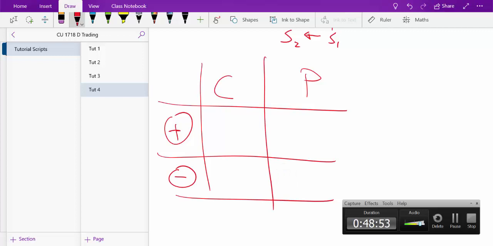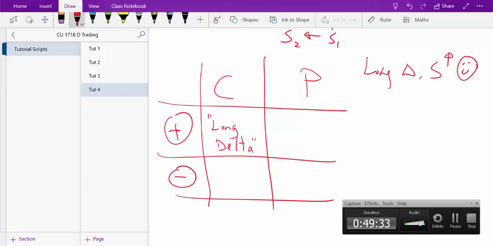Now, when you are long a call, we say that you are what we call long delta. Okay. Now, what does that mean when you are long delta? If you say that to any trader, they would know what you mean. Long delta means when the market goes up, you are happy. That's what long delta means.